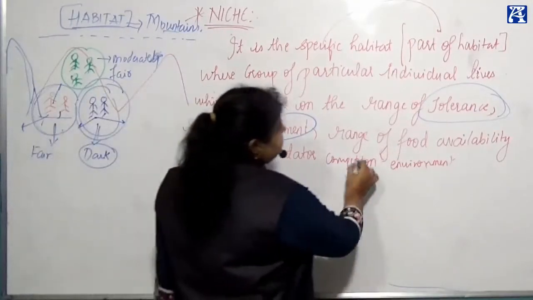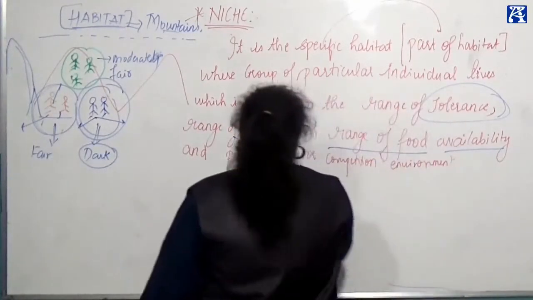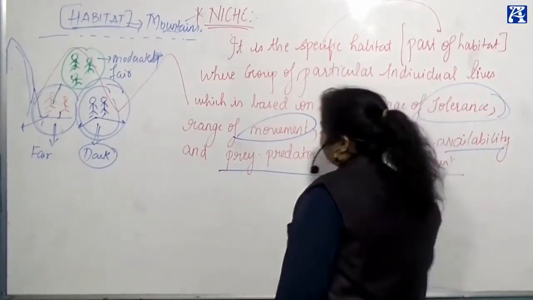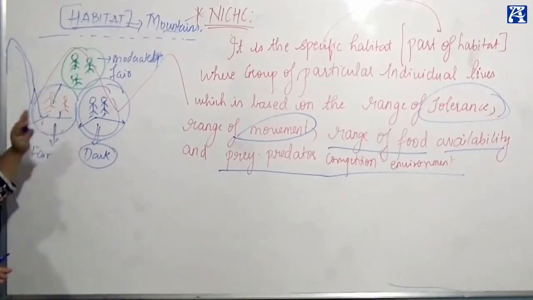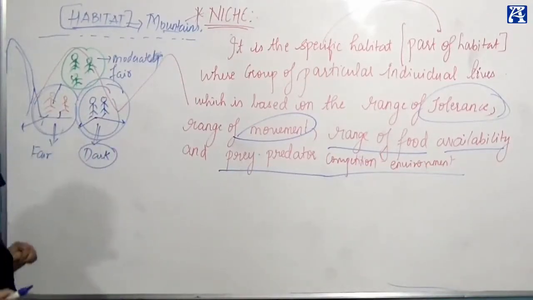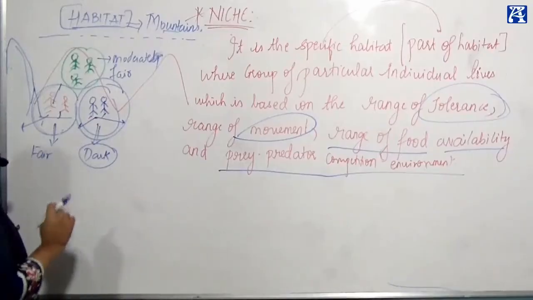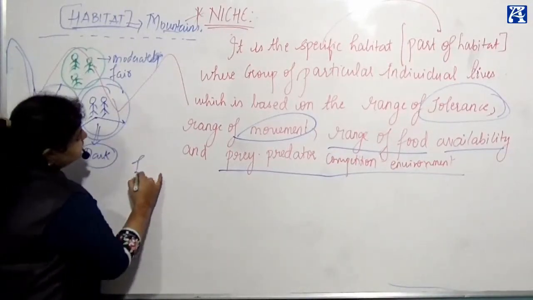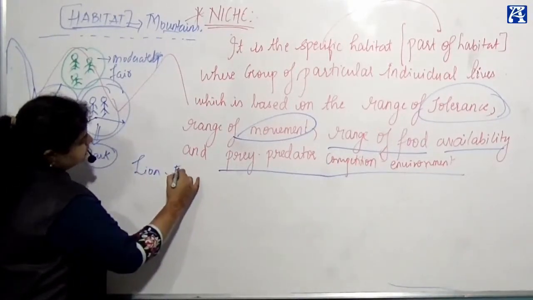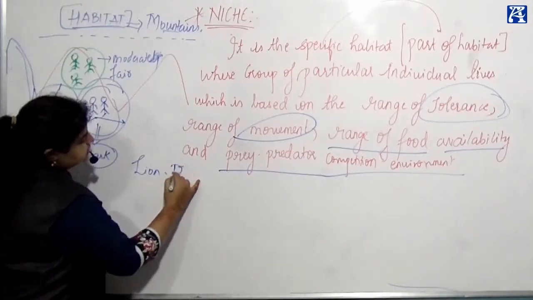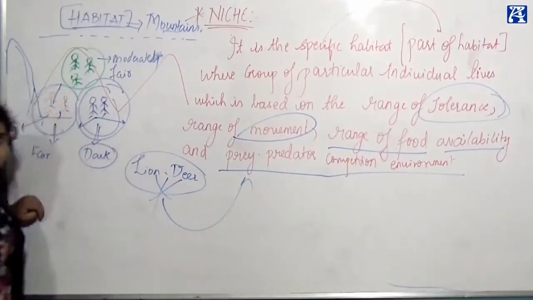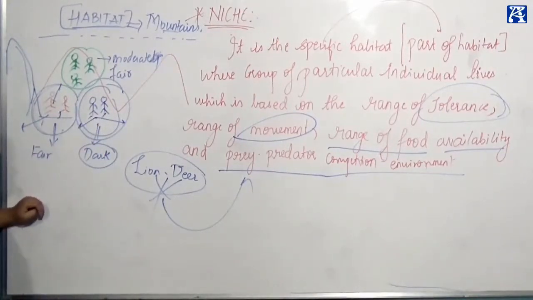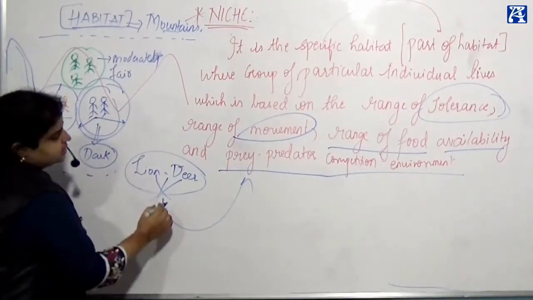And then comes the range of food availability and prey-predator competitive environment. This is also important. If we are talking about human beings, let's not consider prey-predator ability, but what if there exists a lion and tiger community similarly? Lion and deer community. There will be a prey-predator relationship, right? There will be. So this all very much matters in the niche.